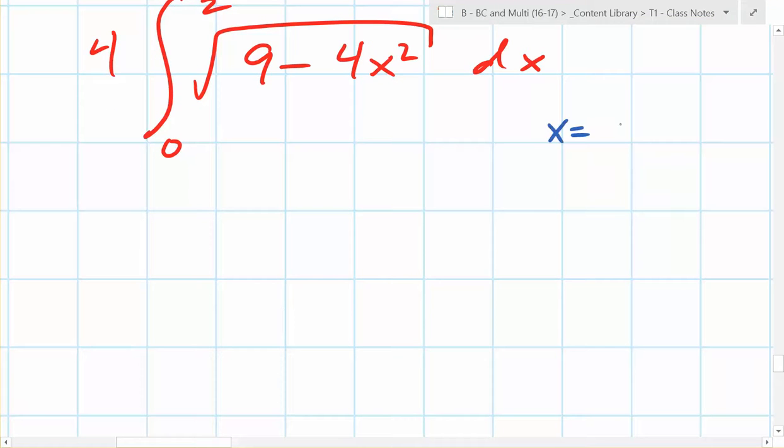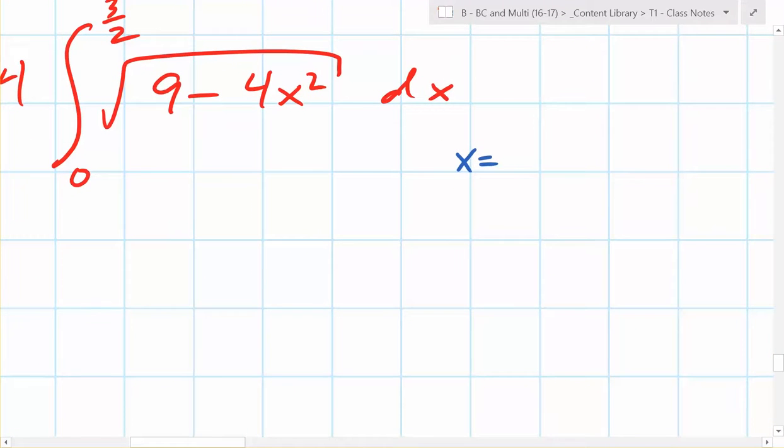9 over 4 sine of x? You think it should be 9 over 4 sine of theta? X should be that? No. Be very careful. I understand you did that correctly, but I want the answer. If I ask you, what should x be? Yes. 3/2 sine theta.